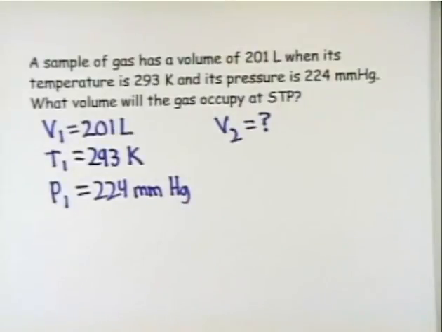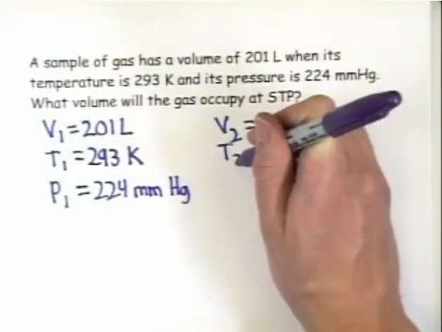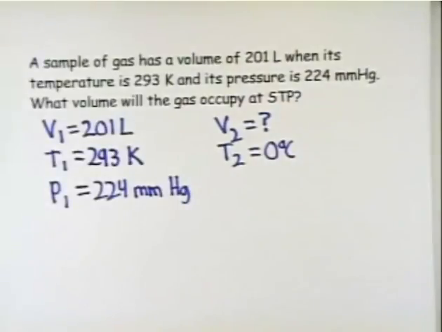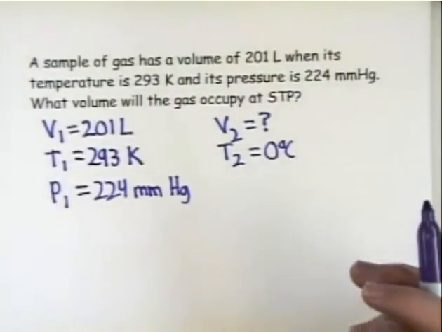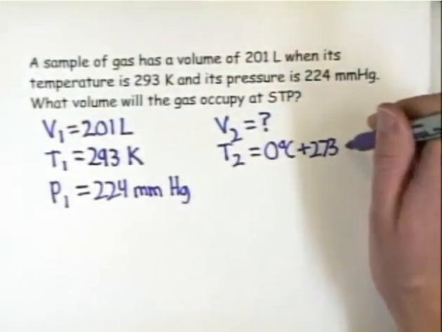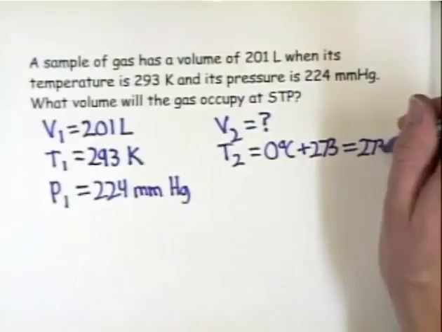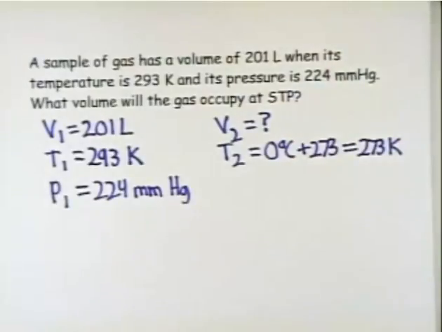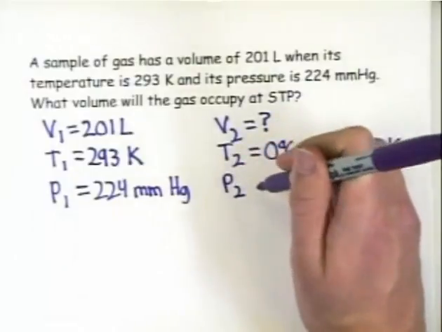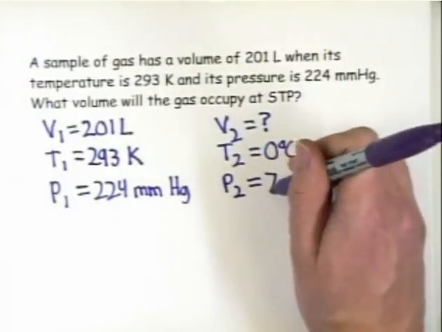Oh, STP is standard temperature and pressure. Right, so what is standard temperature and what is standard pressure? Standard temperature is 0 degrees Celsius. But I know that temperature has to be in Kelvin, so I add 273 to 0 degrees Celsius to get 273 Kelvin. And I also know that standard pressure is 760 millimeters of mercury.